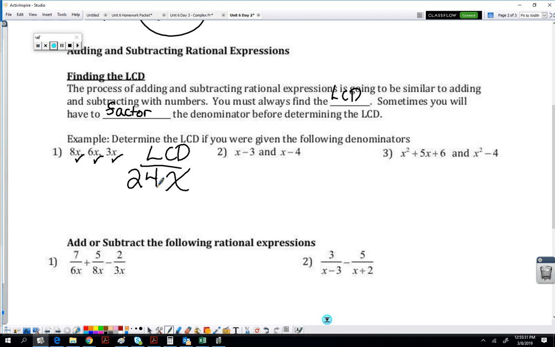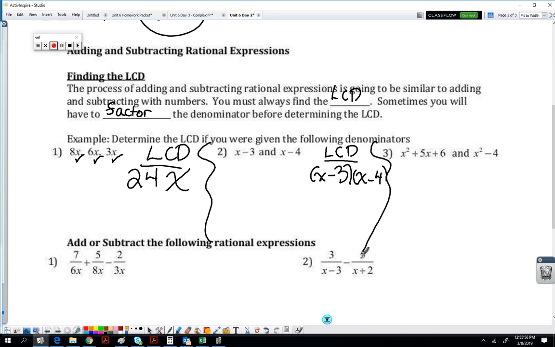Now take a look at number 2. So you want to think about what they have in common. They need to have the same variable, the same sign, and also the same number. We have the same variable and sign, but your numbers are different, so they don't have anything in common. So you just gotta multiply them together, or just write them side by side. So that would be your LCD.